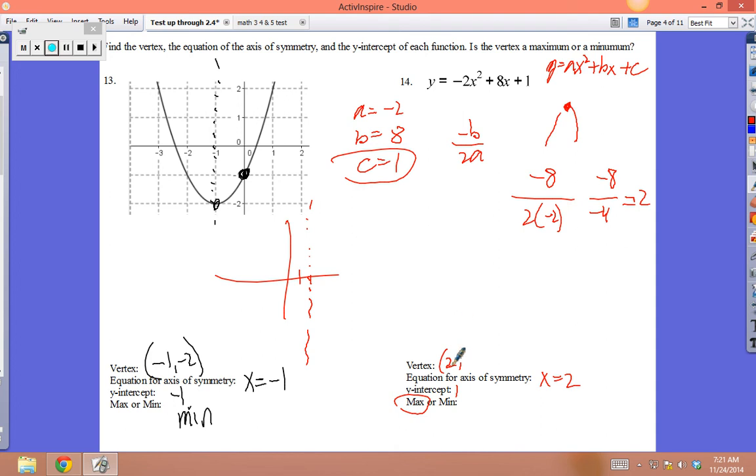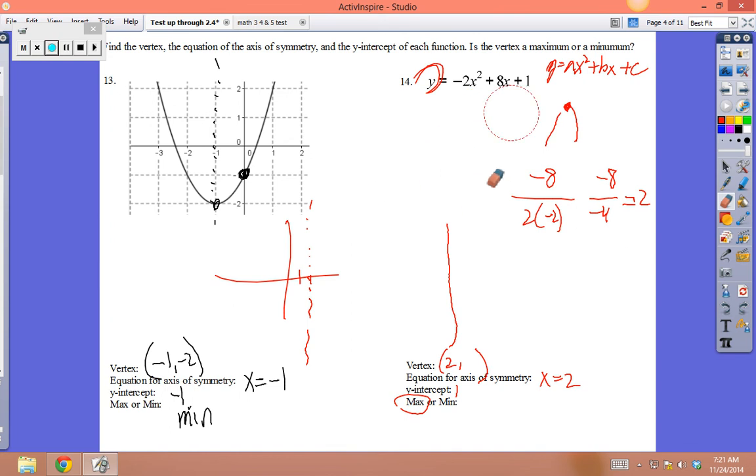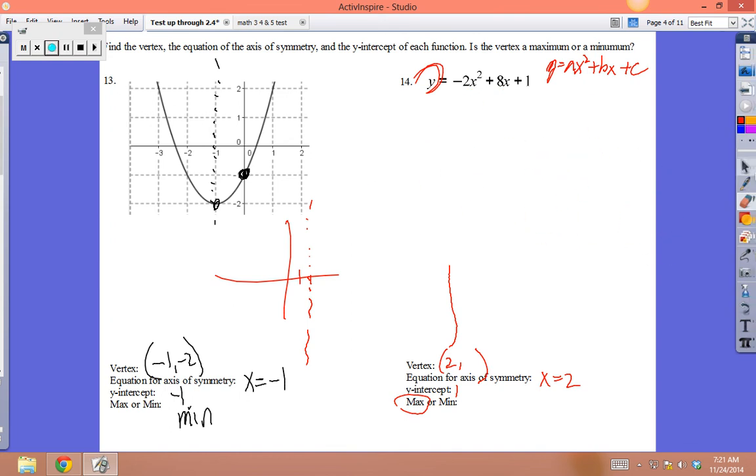So now to find the y, you need to take the 2 and plug it in for these x's. Once there and once there. And if you plug 2 in for those x's and do the math, it will give you the y. So let's do the math.